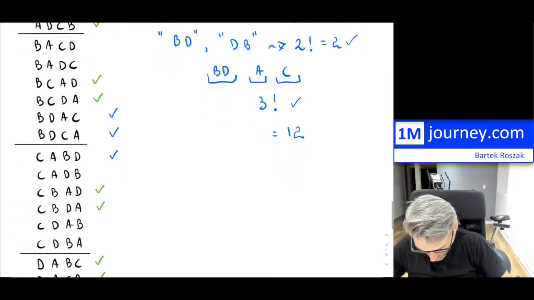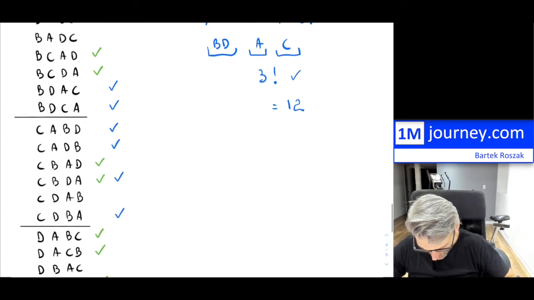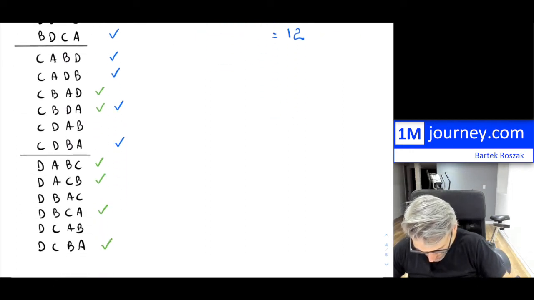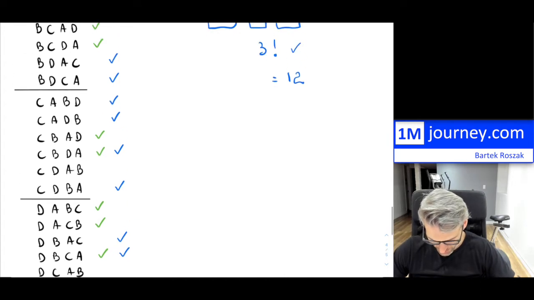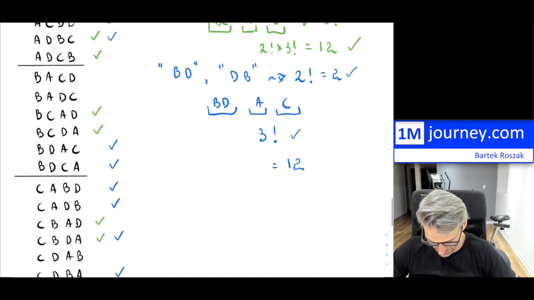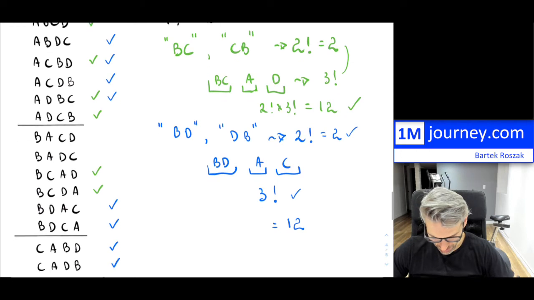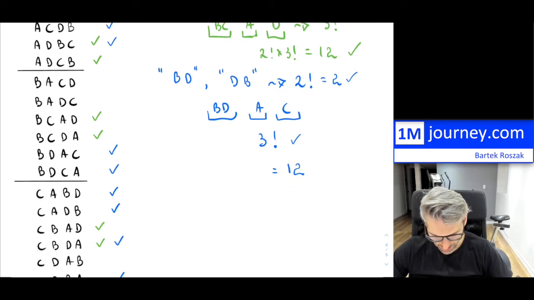Okay, so that's right here, B and D. That's right here and right here. And finally, the last one, B and D. Okay, right here. Okay, so that's 1, 2, 3, 4, 5, 6, 7, 8, 9, 10, 11, 12. Okay, so that's exactly what we wanted.